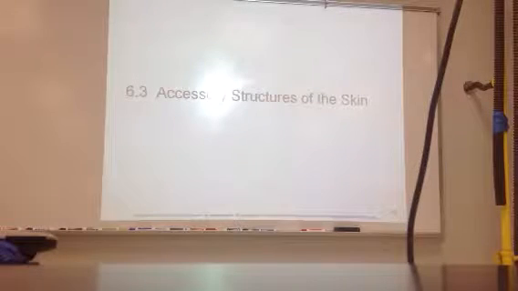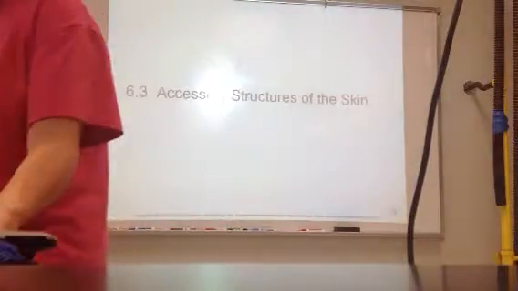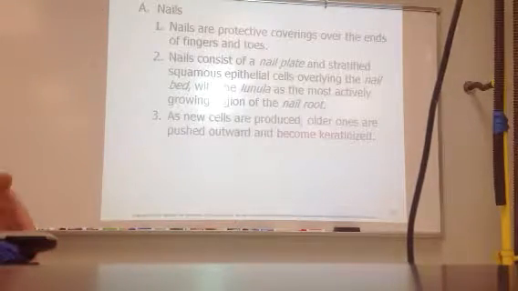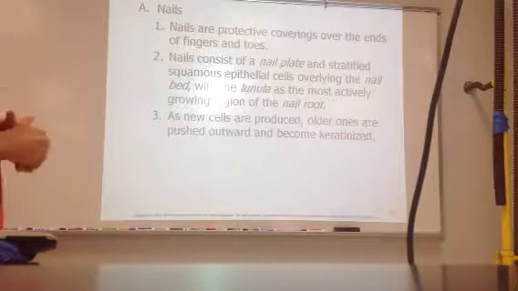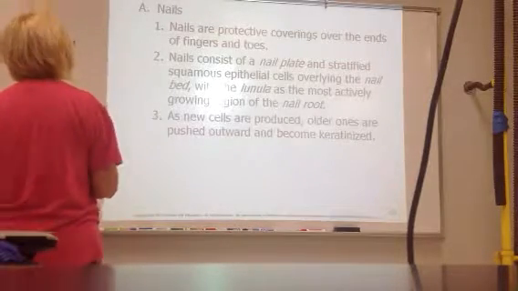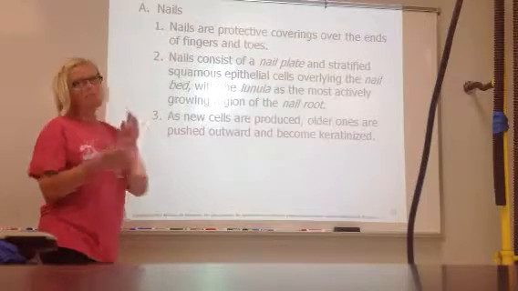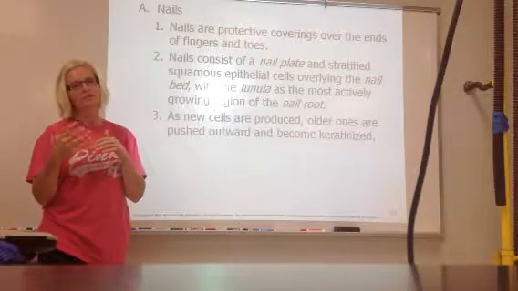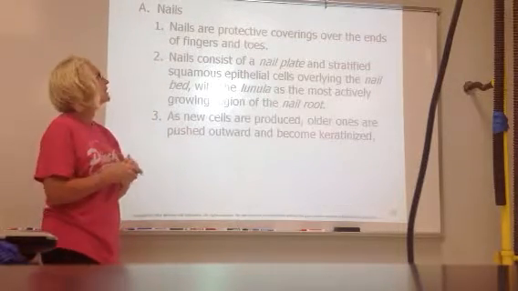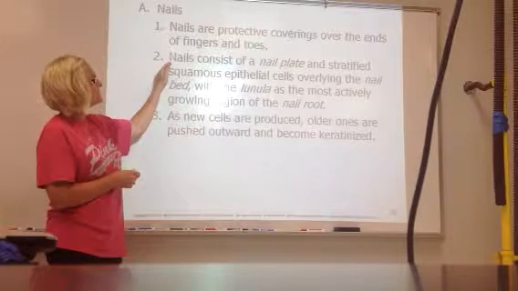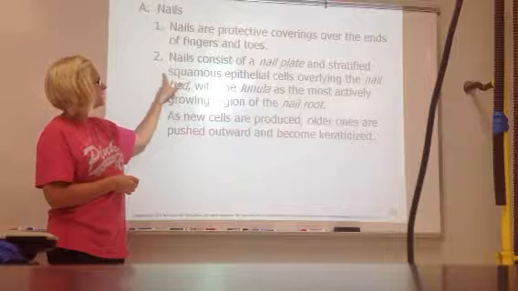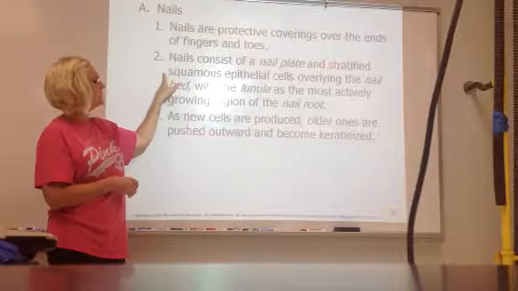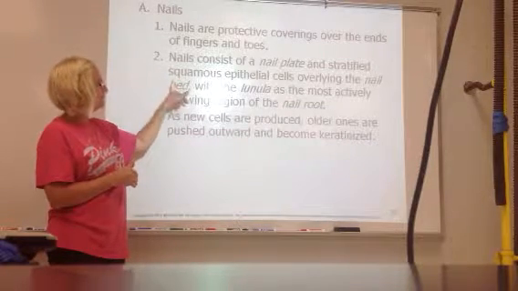So today we're going to look at accessory structures of the skin. So parts that are found that deal with the skin. And the first one that we'll talk about is nails. So nails are protective coverings, your fingernails and toenails. They consist of a nail plate and then stratified squamous epithelial cells overlying the nail bed.